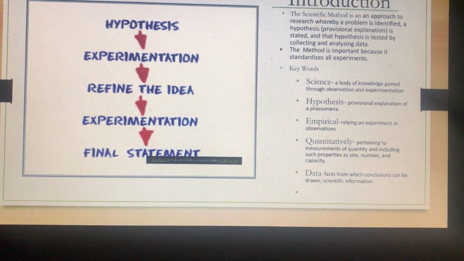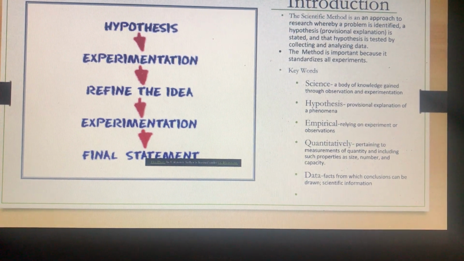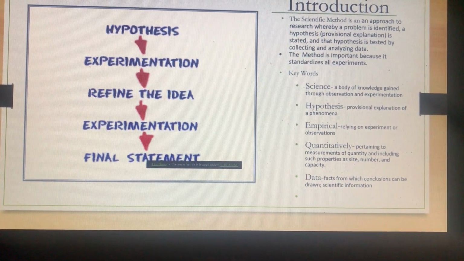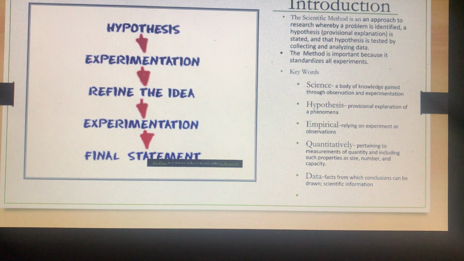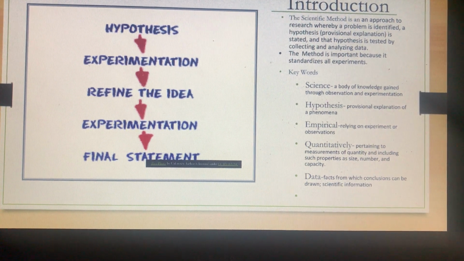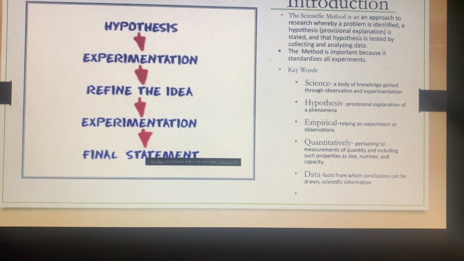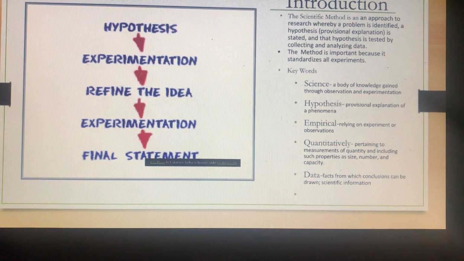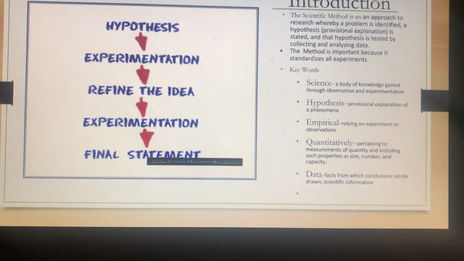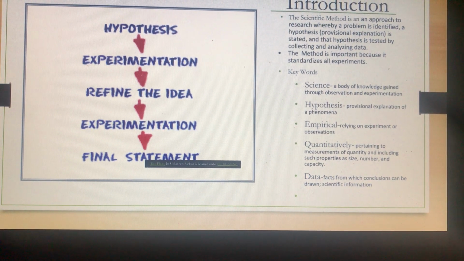These are the keywords: science, a body of knowledge gained through observation and experimentation; hypothesis, provisional explanation of a phenomenon; empirical, relying on experiments or observations; quantitatively, pertaining to measurements of quantity and including such properties as size, number, and capacity; data, the facts from which conclusions can be drawn; scientific information.